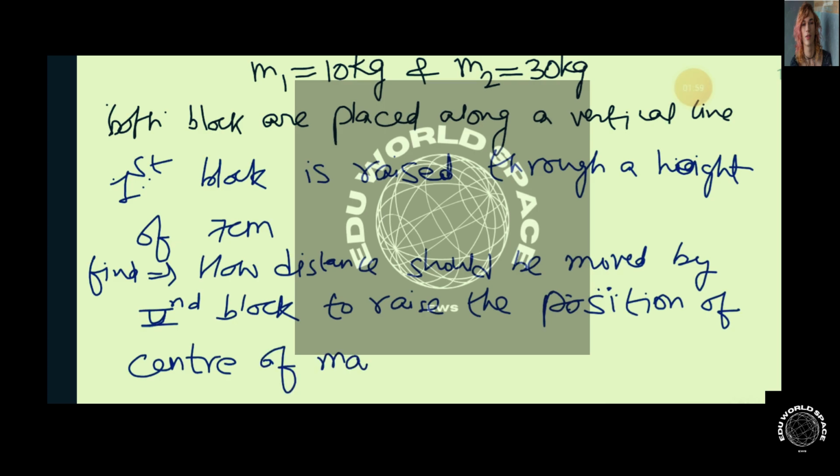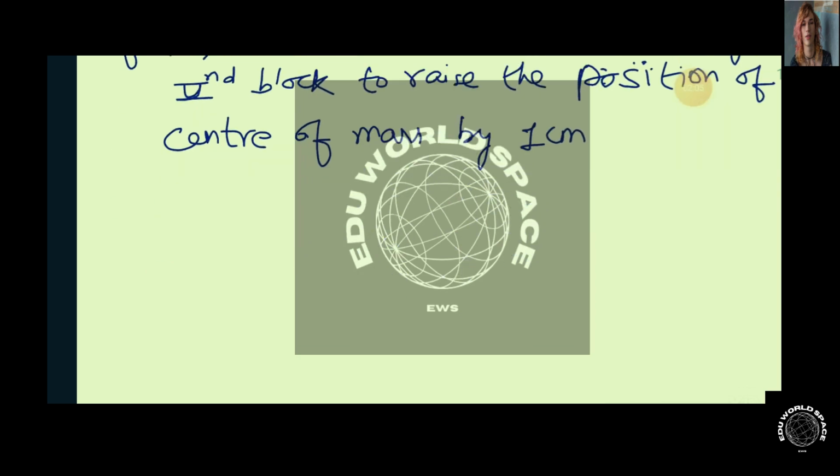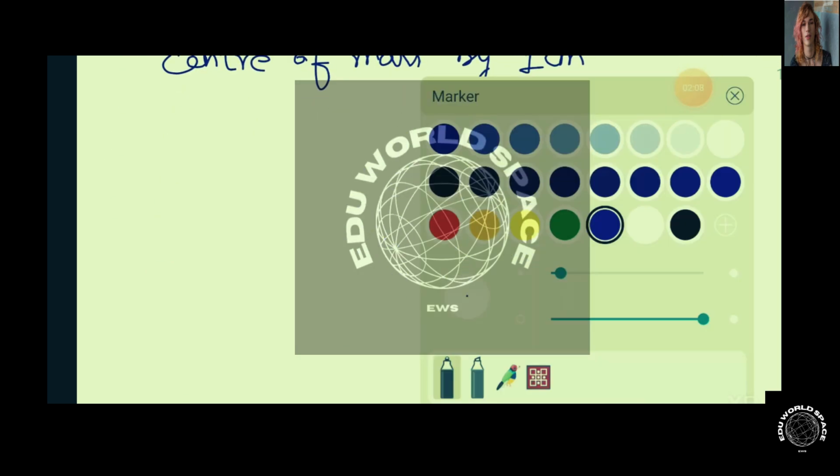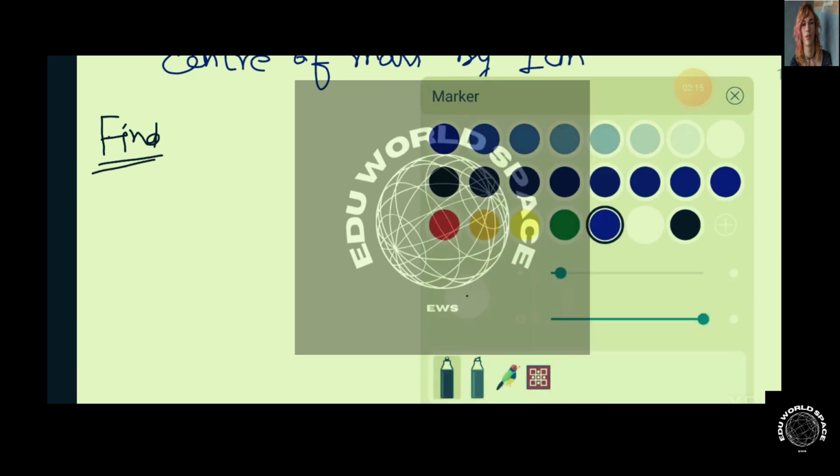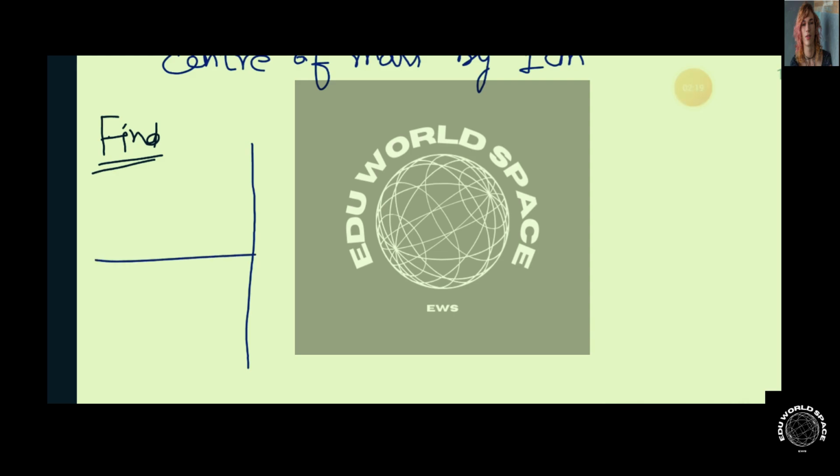Now let's start answering this question. In the answer, first I will draw a 2D coordinate system. I will consider that the vertical line will act as the y-axis, and the horizontal axis will be the x-axis. Here I assume that the initial position of the first block is at the center, lying on the origin, and the second block is at this position.